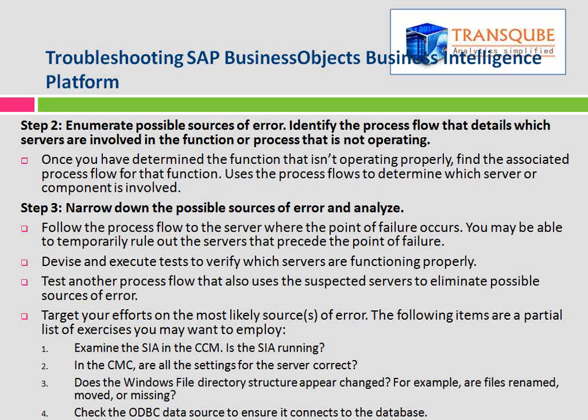Devise and execute tests to verify which servers are functioning properly. This is something that you need to look at by doing various activities. Let us say you have a concern. You may think that the adaptive job server may not be functioning properly. Try to schedule a document and see. If that's not functioning, there is a possible cause that the adaptive job server is malfunctioning.